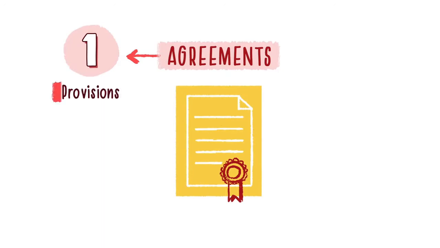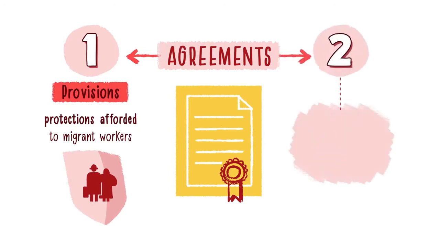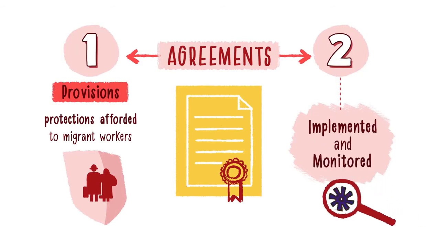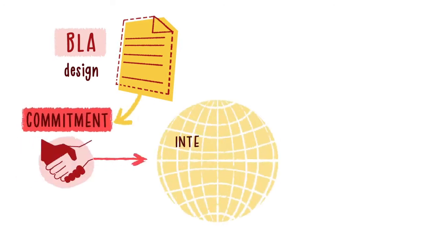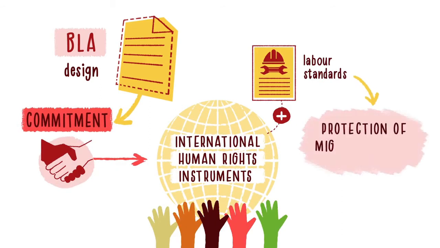First, there must be provisions in the agreements that clearly spell out the protections afforded to migrant workers. Second, the bilateral labour agreements must be effectively implemented and monitored. Bilateral labour agreements should be designed to reflect a clear commitment to international human rights instruments and labour standards for the protection of migrant workers.